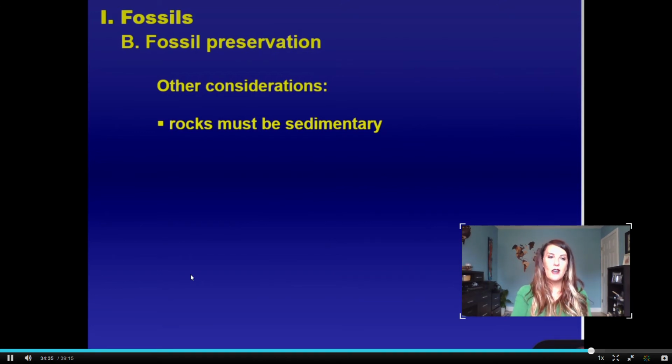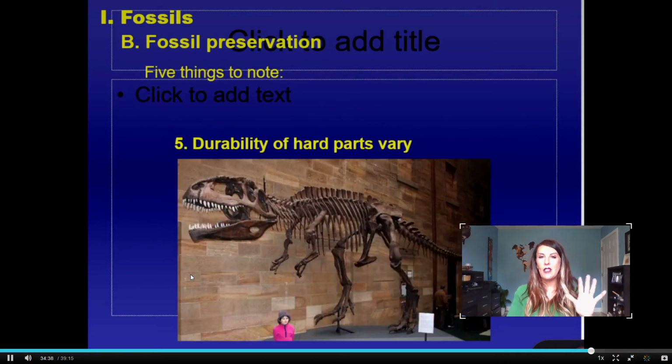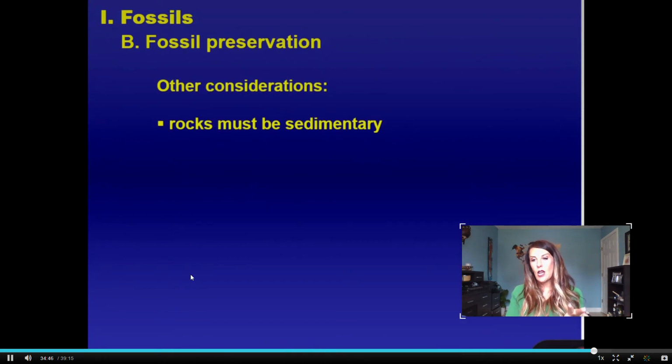So those are the 5 main things that we note or discuss when we're thinking in terms of fossils and how fossils are preserved. And then we are going to talk about a few other things that need to be considered.